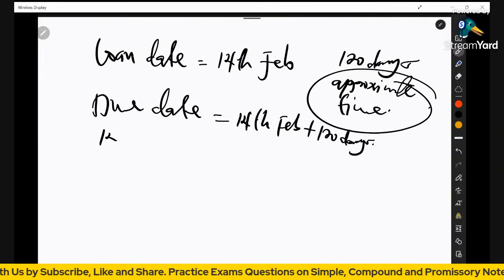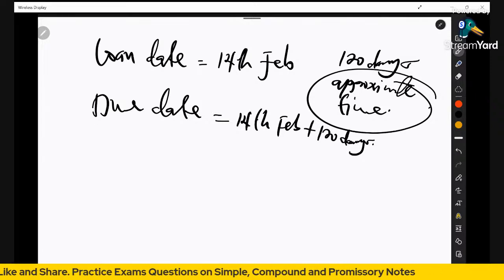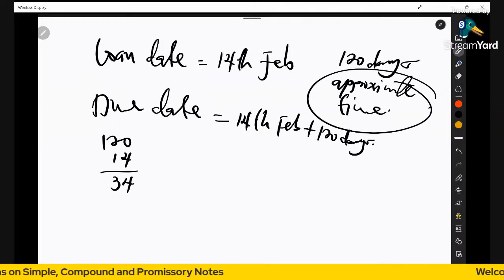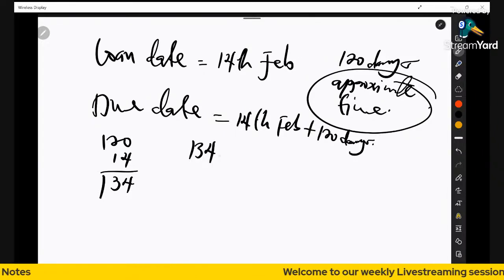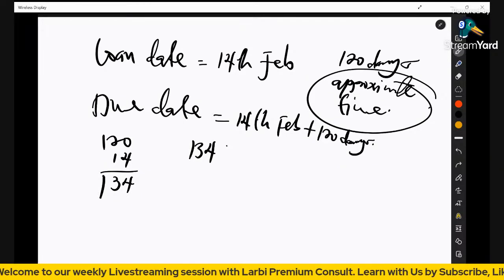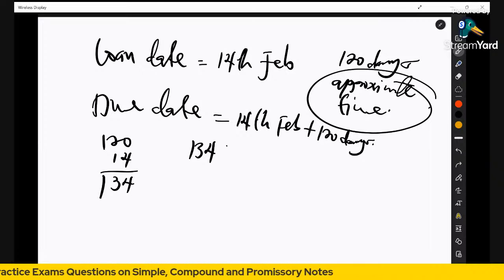So we just have to play with the numbers. So we have 14 plus 120. So what are we getting? We have here 134. So once you get 134, that becomes our total number of days as it stands now. So we ask ourselves, which month was the loan contracted? That is 14th of February, right? So since we are dealing with approximate time, the assumption here is that February will be 30, the next month will be 30. So we'll be subtracting 30 till we get a normal number of days that can fall within a particular period. And I hope that is clear.